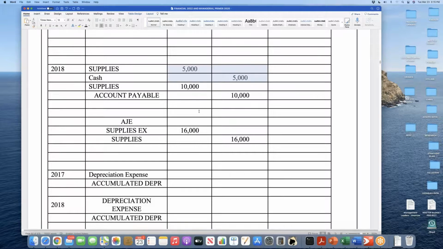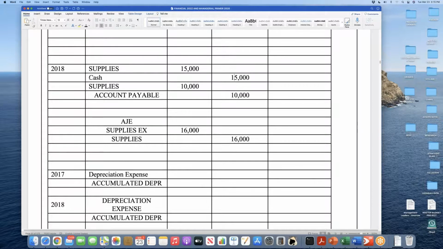So in one entry, we paid cash of $15,000 for the supplies. Then we bought $20,000 on account, correct? Yes. So we got to make an AJE again. So this is the AJE for 2018.